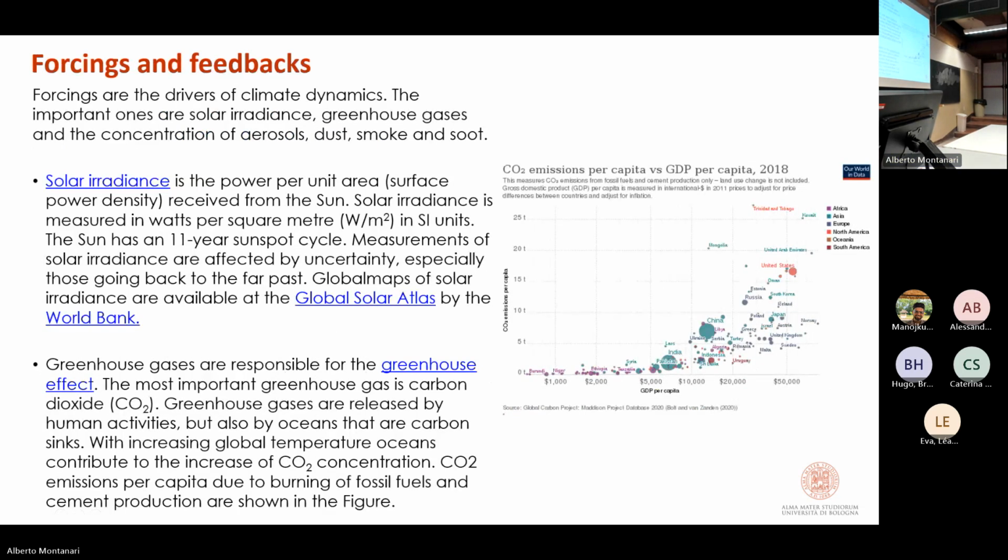Now, let's start talking about the forcings of climate change. So what are the forcings? Forcings are the drivers of climate dynamics. You can think of the forcing as the input variables of your prediction, of what determines the dynamics of a system. So for the case of the climate system, what is a forcing, what is a driver? It's solar irradiance.